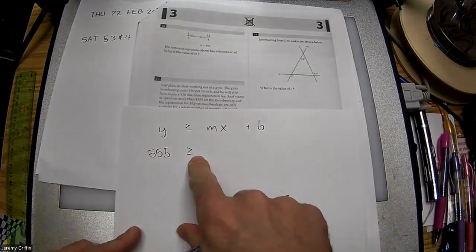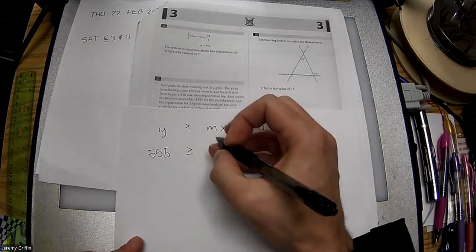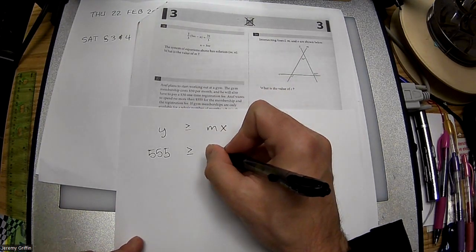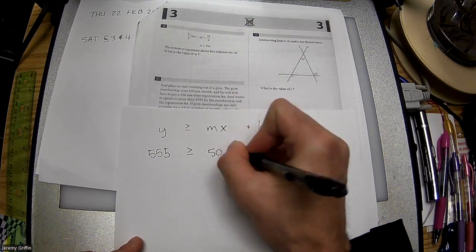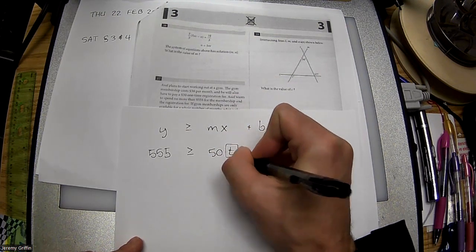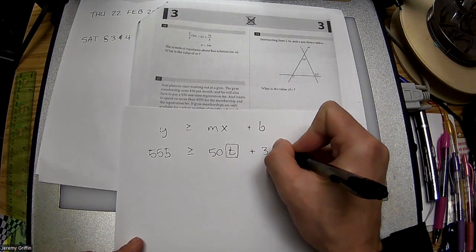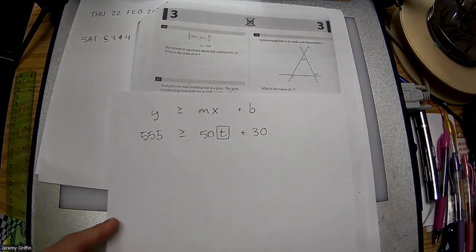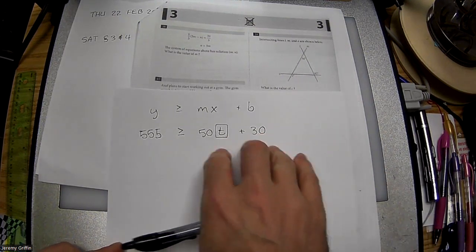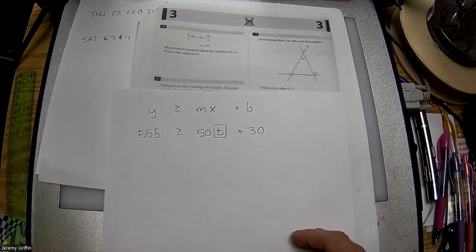He's going to be limited by that, so I'll use that type of inequality. He's got $50 per month for some number of months. Maybe I'll use t for the number of months, like time, in months. Then plus the $30. As long as this expression is less than 555, he's okay. You keep going to the gym.